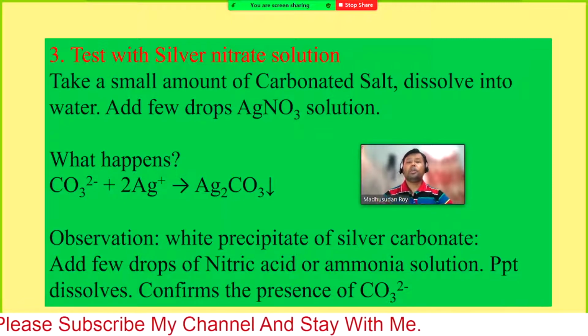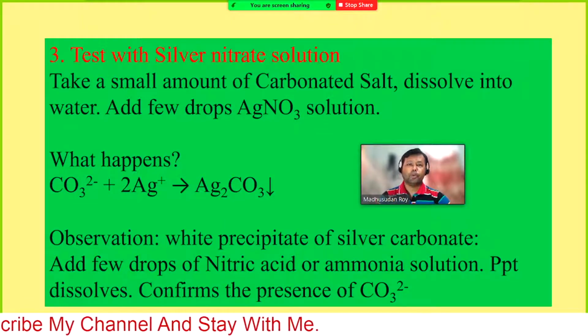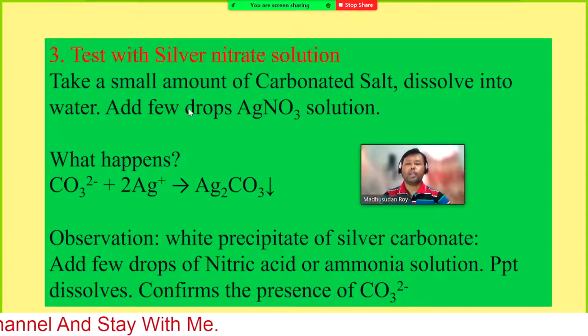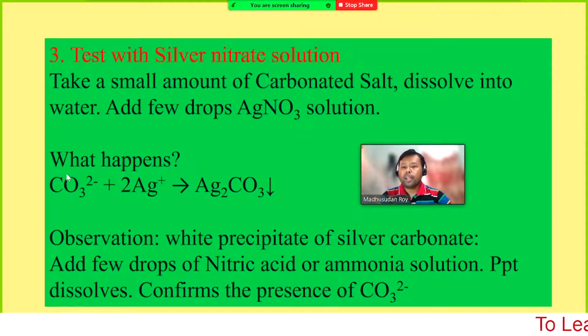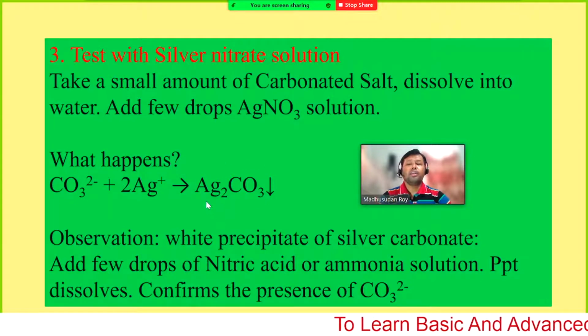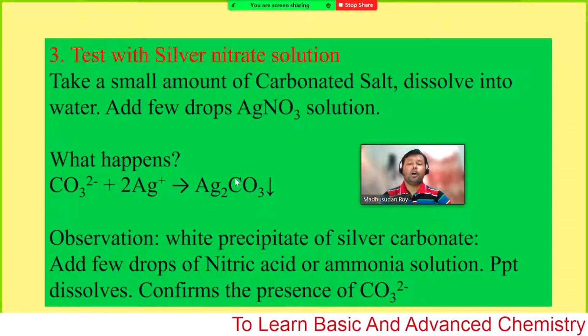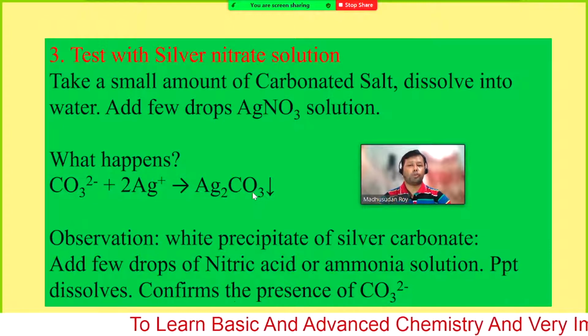So if you take some carbonate salt and dissolve it into water, then add a few drops of silver nitrate solution, what happens? Carbonate reacts with silver ion to give a white precipitate of silver carbonate.